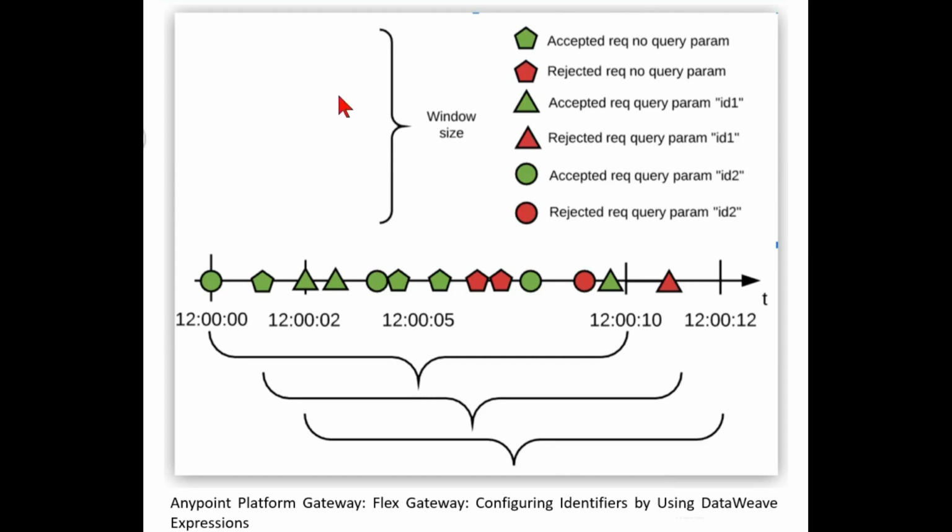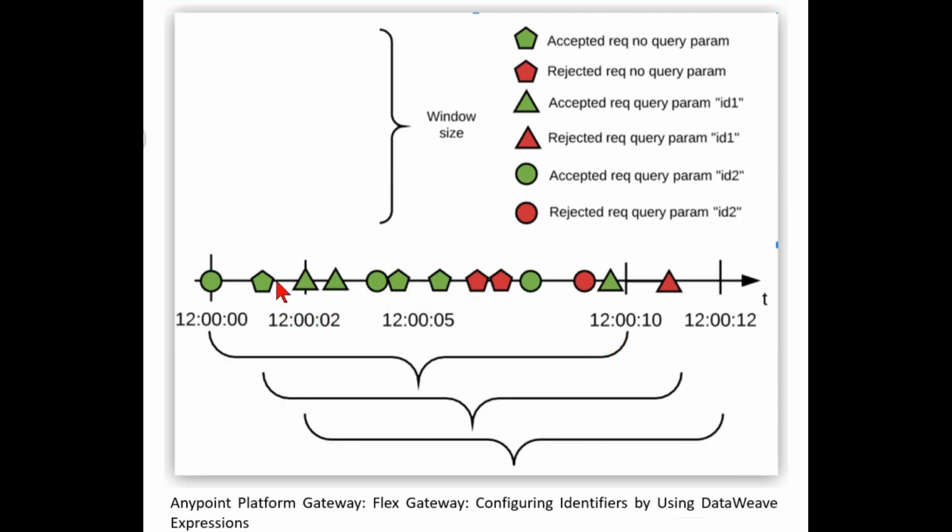Here you can see the window sizes. Window size, here the accepted request param ID 2. There are 3, and the third one is rejected, request param ID 2 in this frame here. Here the accepted request with no query param, and 3, and the other 4 and 5 are rejected in this bucket here.